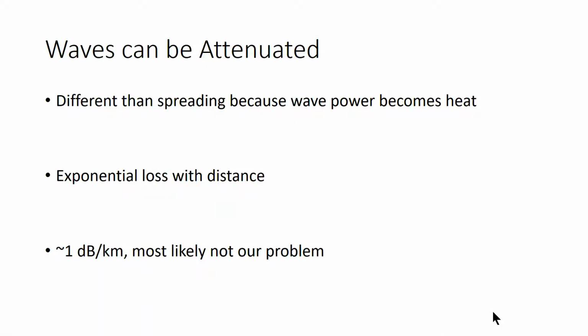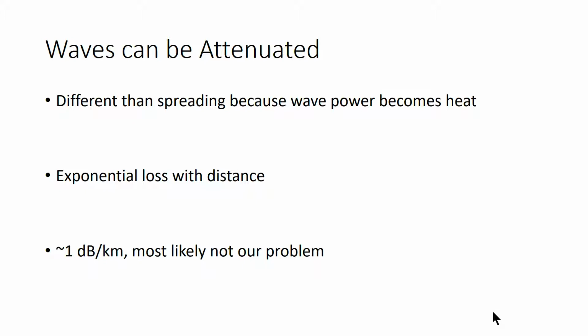Now we've been talking about waves getting quieter because they're spreading out, but waves can also become quieter by being absorbed into their medium. Specifically, this is different than spreading out because the wave power, instead of becoming small, actually goes away. It turns into heat. And this absorption process is called attenuation. Now, attenuation results in an exponential loss of power with distance, which is actually much worse than the previous slide, where our power only fell off as 1 over distance squared. However, the coefficients for this loss in the ocean tend to be about 1 decibel per kilometer, because water is not a very lossy medium.